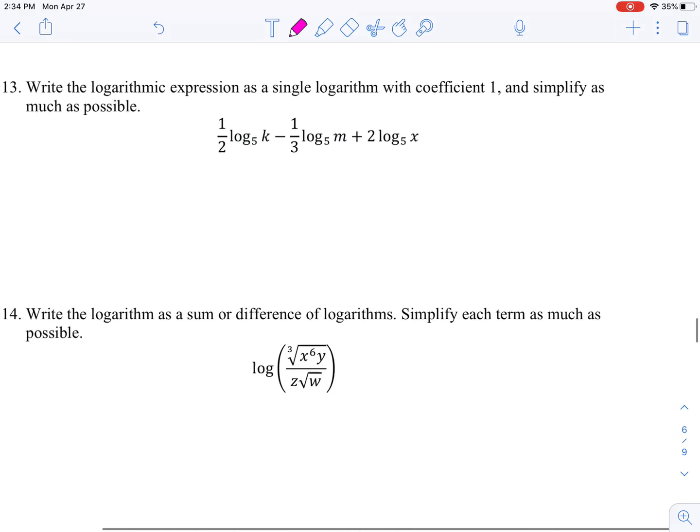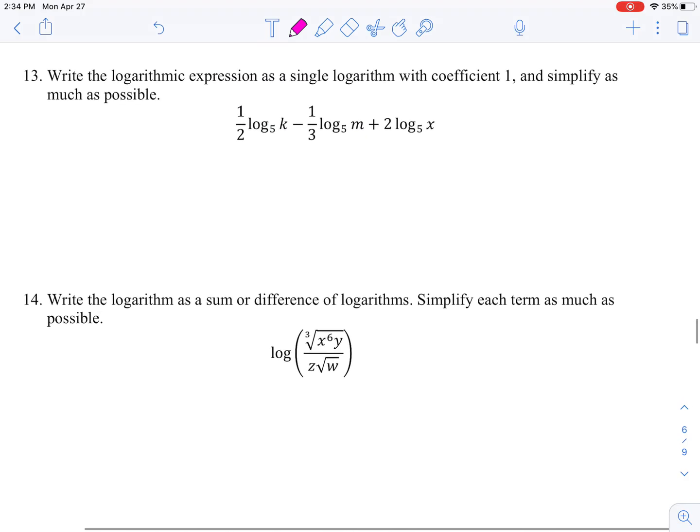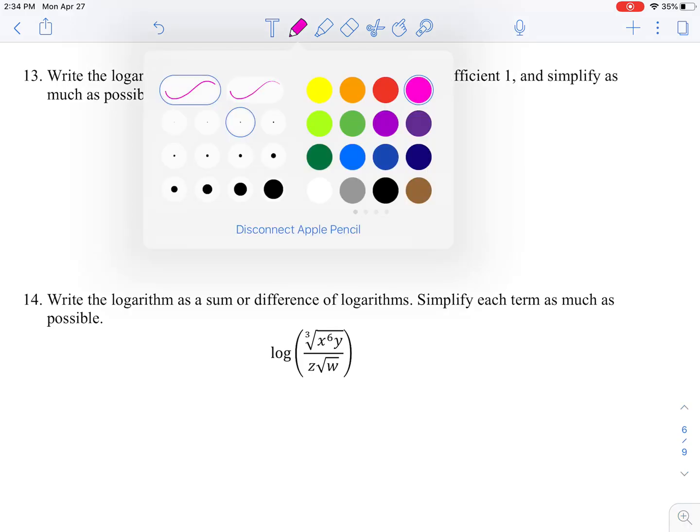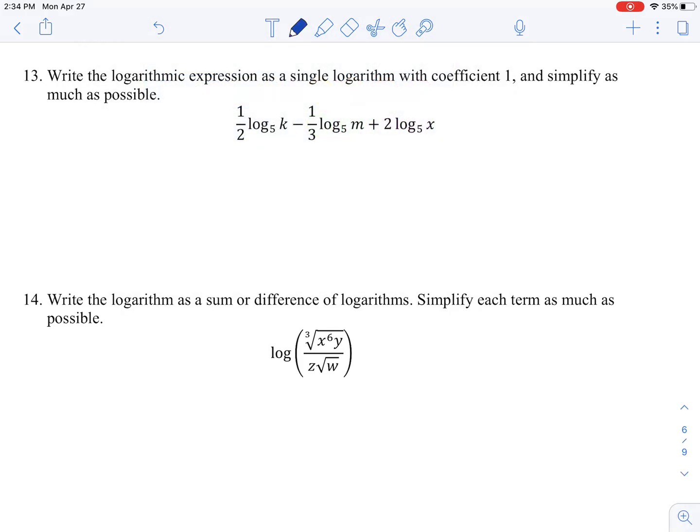All right, number 13, write the logarithmic expression as a single logarithm with coefficient 1 and simplify as much as possible. Now, this is from section 3.4, and you guys did a short Canvas quiz for this one. So if you missed this lesson, please go through that first.